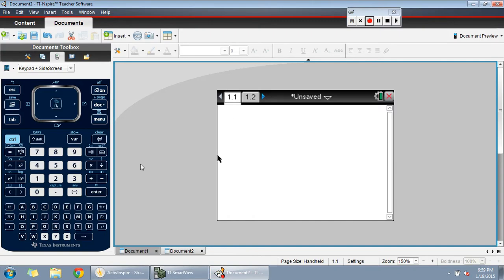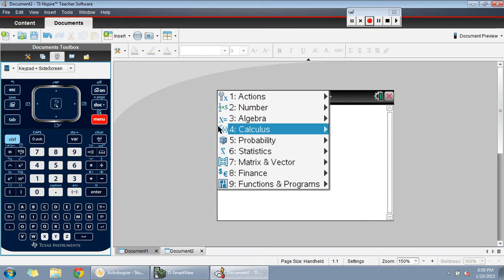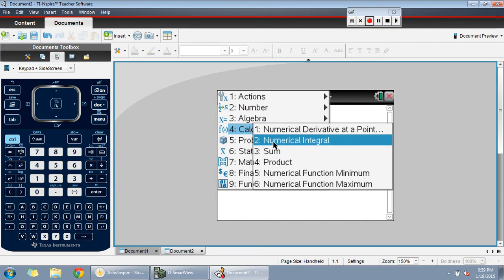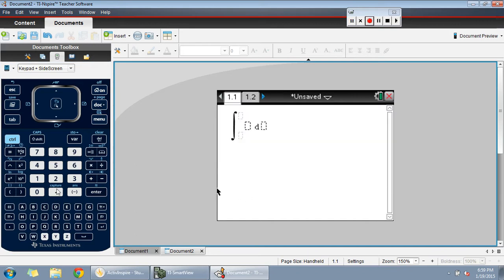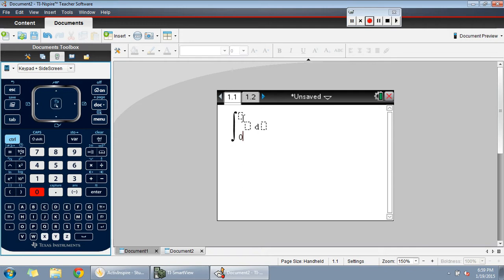While that's calculating, we're going to go to the Inspire and show you here. We're going to press the menu button and go to Calculus and go to Numerical Integral, where we can type in 0 to 18 and then type in our function like so. And since I changed the variable from t to x, I'm going to write dx and then I'm going to press enter.